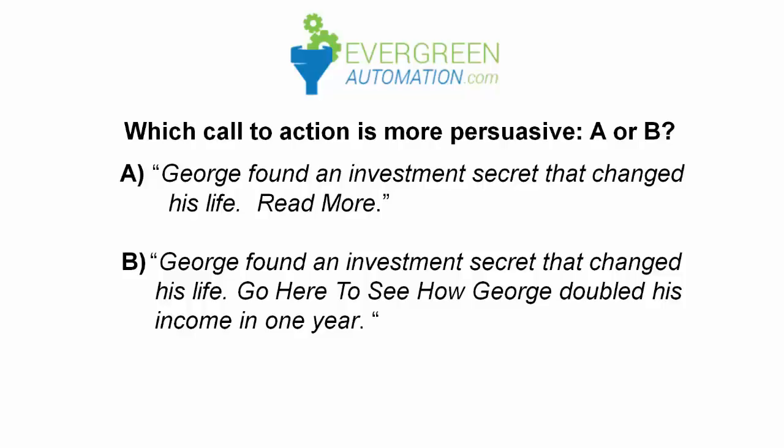Remember this simple, important guideline. An effective call to action promises a result. Okay, so let's look at version A and B here. Which one promises a result? It's B, right? The result is you'll see how George doubled his income in 1 year. So you can see from this comparison why the second example is more likely to get the reader to take action, more likely to get more engagement, because there's a result connected to the call to action that the person's being asked to take.